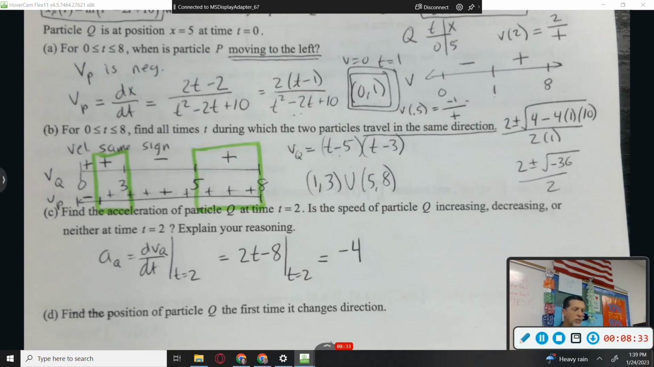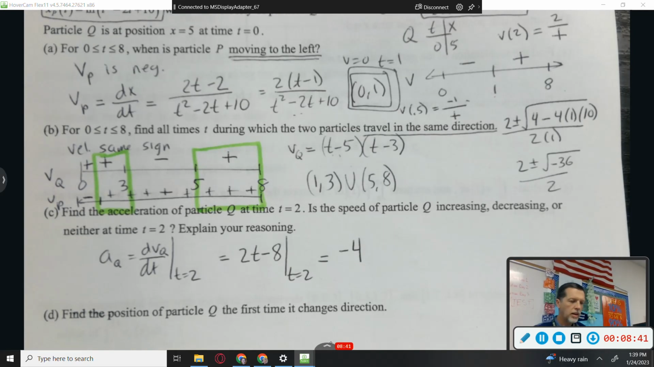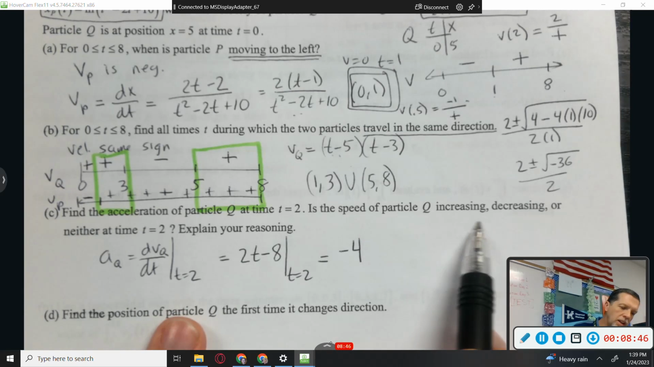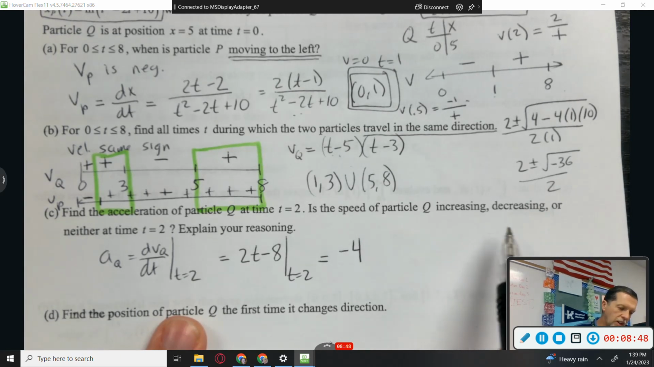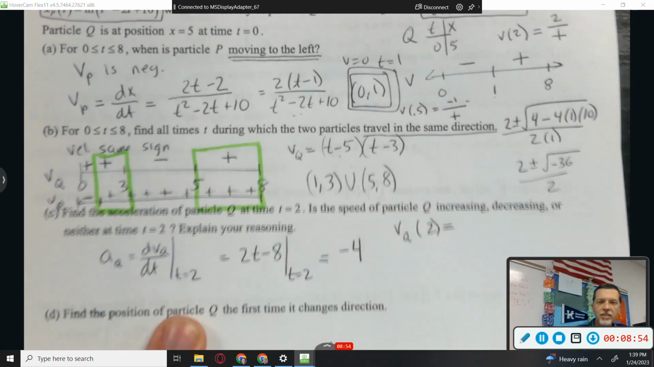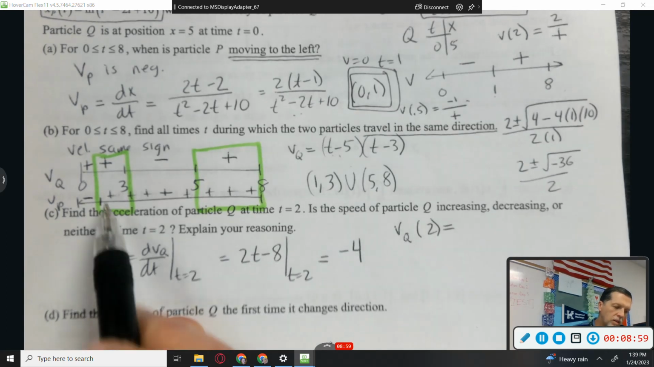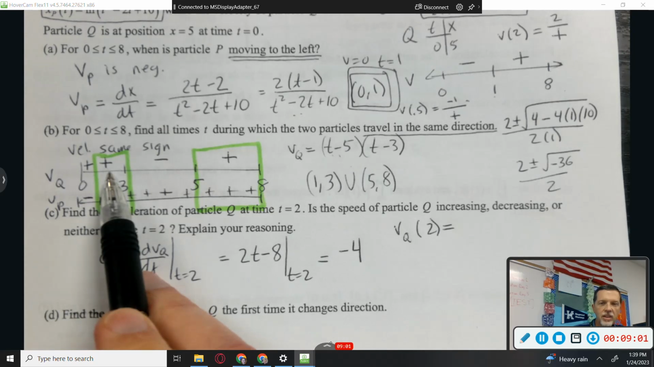This is a multi-part question here. Find the acceleration. Did that. And it's labeled. The acceleration of Q is negative 4. Follow my equal signs, and your evaluation lines. Is the speed increasing, decreasing, or neither? So the velocity of Q at 2 is positive.